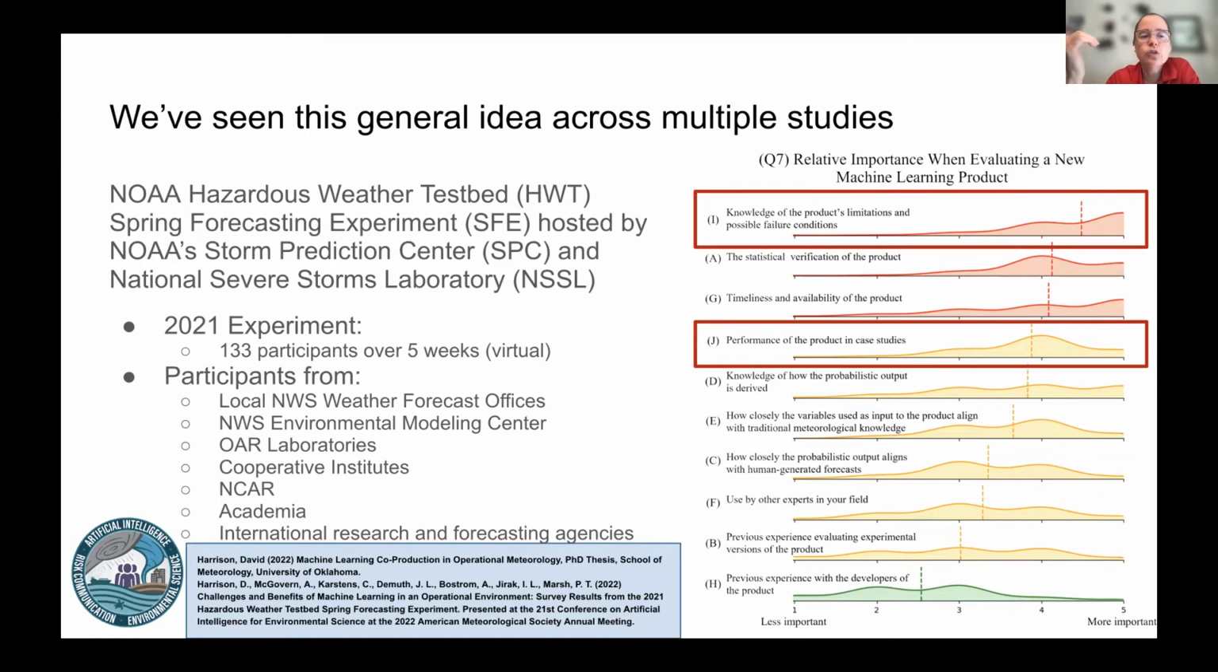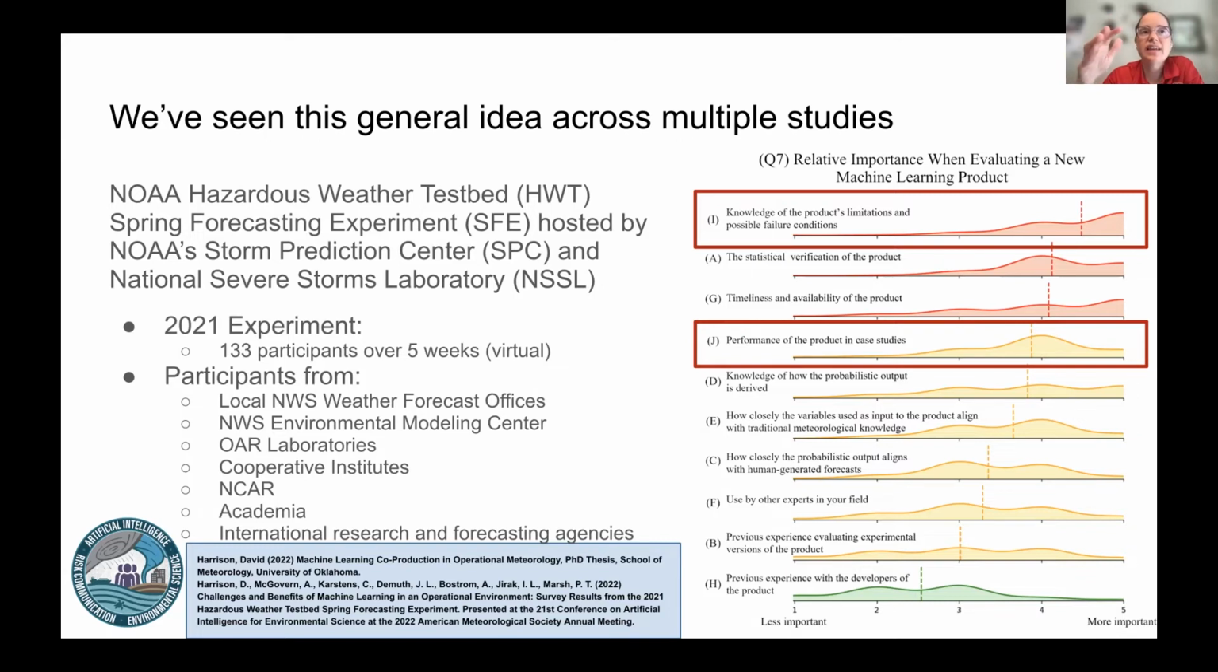But I just wanted to highlight, well, a little bit out of this. In 2021, he participated as part of the virtual hazardous weather testbed. It's been virtual in 2020, 2021, and 2022. They had 133 different participants from a whole variety of institutions that are listed there. He asked them a whole lot of questions about what was important to them about evaluating probabilistic products versus evaluating machine learning products. The answers that I wanted to highlight here are the 2 that are shown in red, which relate to the case study.